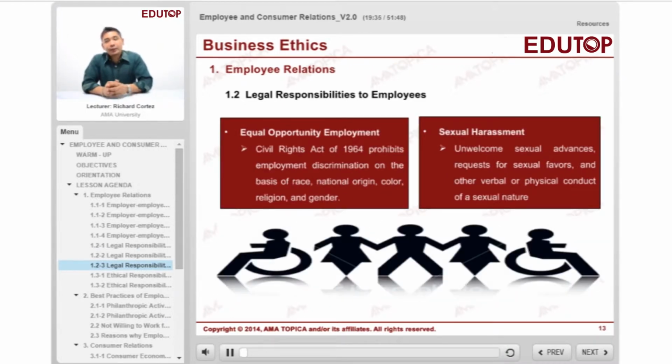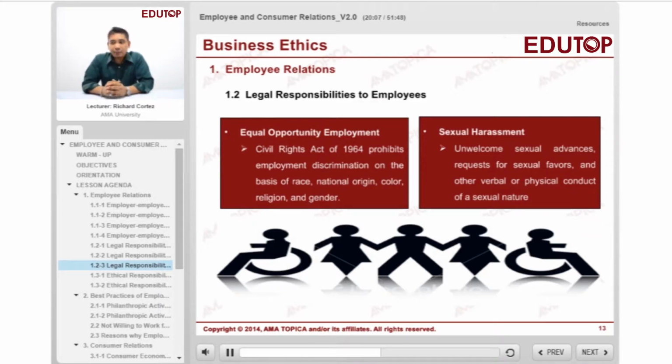So another responsibility of the employer to the employee is equal opportunity employment. So all applicants should have equal rights. There should not be discrimination of gender, age, sex, race, religion, or color. All people should be free to apply. So all people, regardless of their social orientation, should have equal rights to be hired by the company, and that should be a responsibility of the employer.